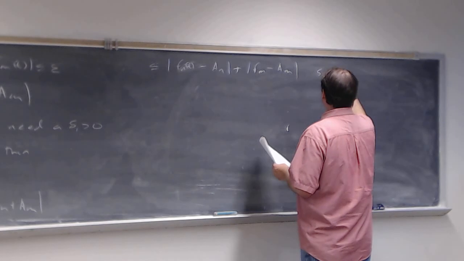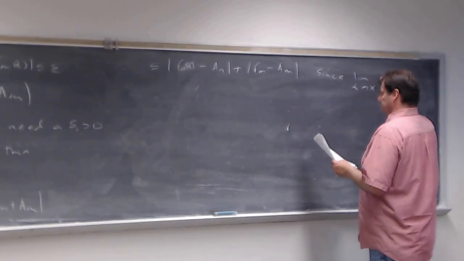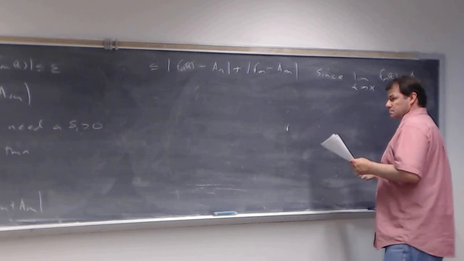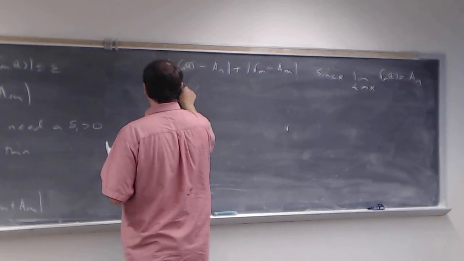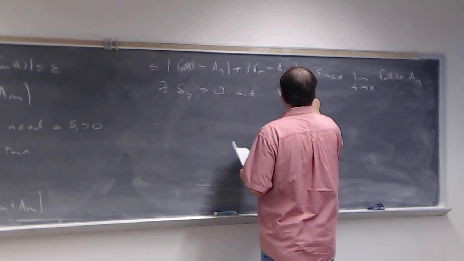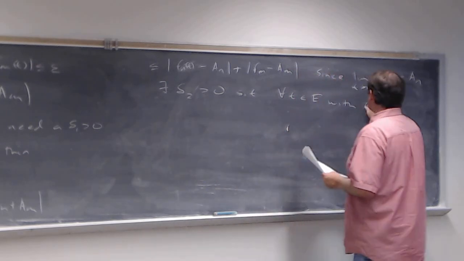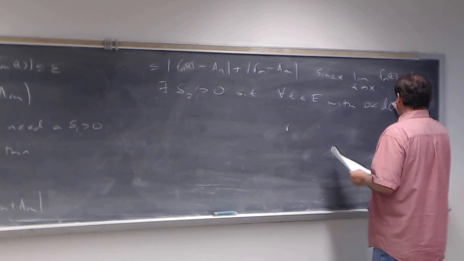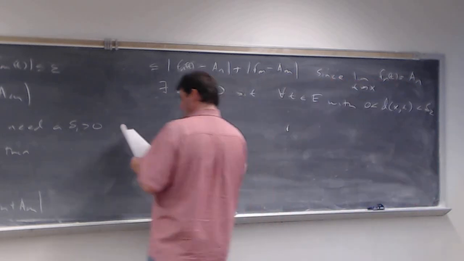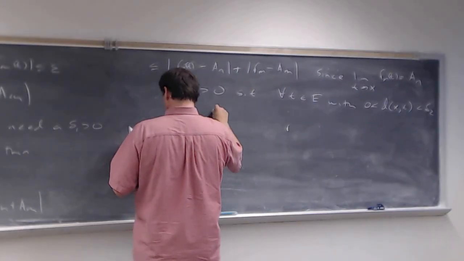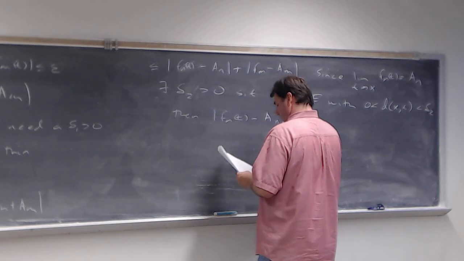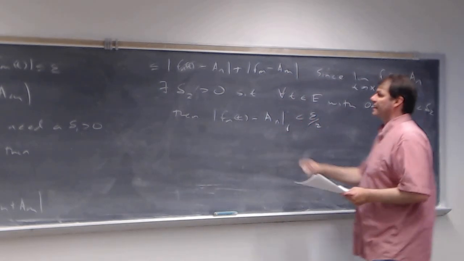And then since the limit as t goes to x of f sub n of t equals a sub n, there exists a delta sub 2 greater than 0 such that for all t element of E with 0 being less than the metric on our space between x and t being less than delta sub 2, then the norm of f sub n of t minus a sub n will be less than epsilon over 2. So that's how we make this part small.